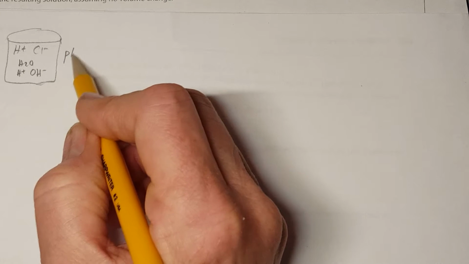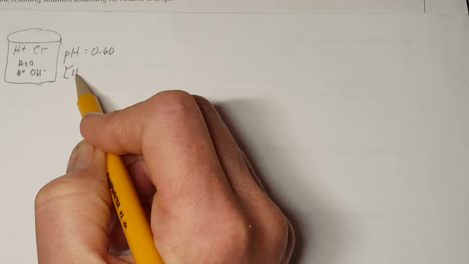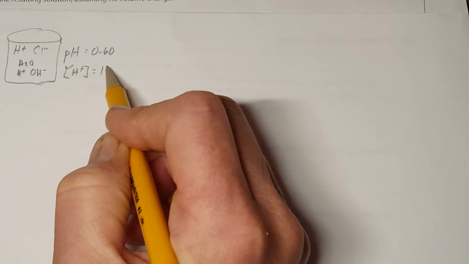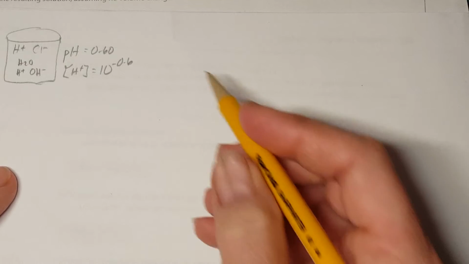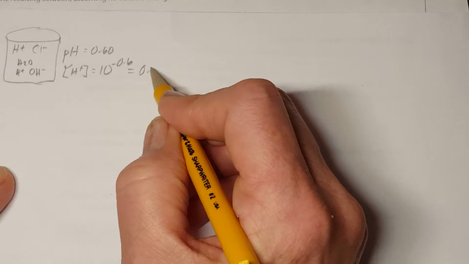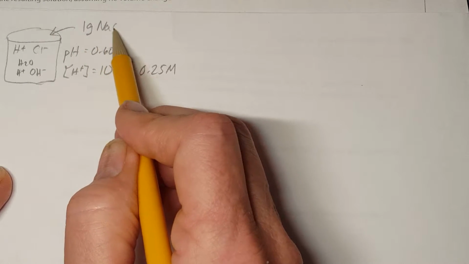Now, it says the pH is 0.60, so we know that the concentration of the H+ ions must be 10 raised to the negative 0.6. And if we do that out, we know that that's a 0.25 molar solution. Now, into it, we're going to add 1 gram of NaOH.